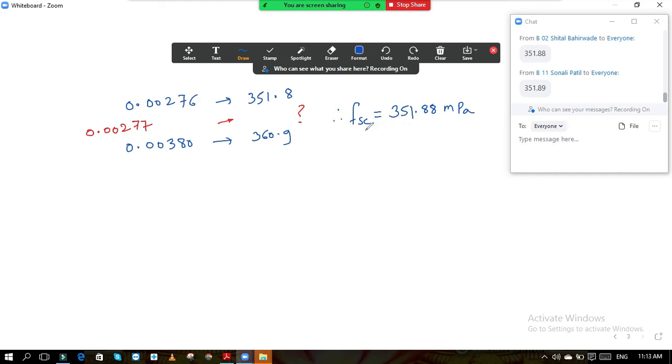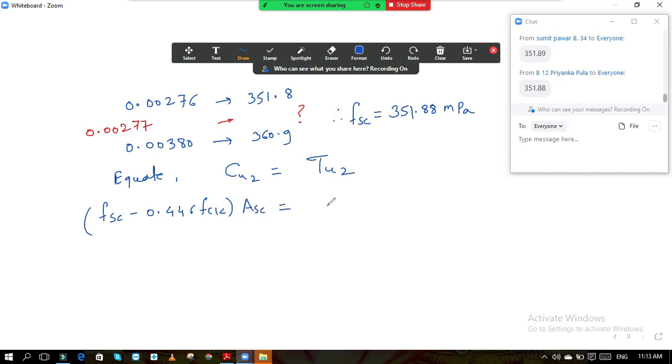So now after the calculation of the stress in steel in the compression zone, equate your total compressive forces in the additional section, that is CU2 to TU2. Now after equating this, what is the formula? FSC minus 0.446 FCK into ASC is equal to 0.87 FY into AST2. So write down these formulas while solving the problem.